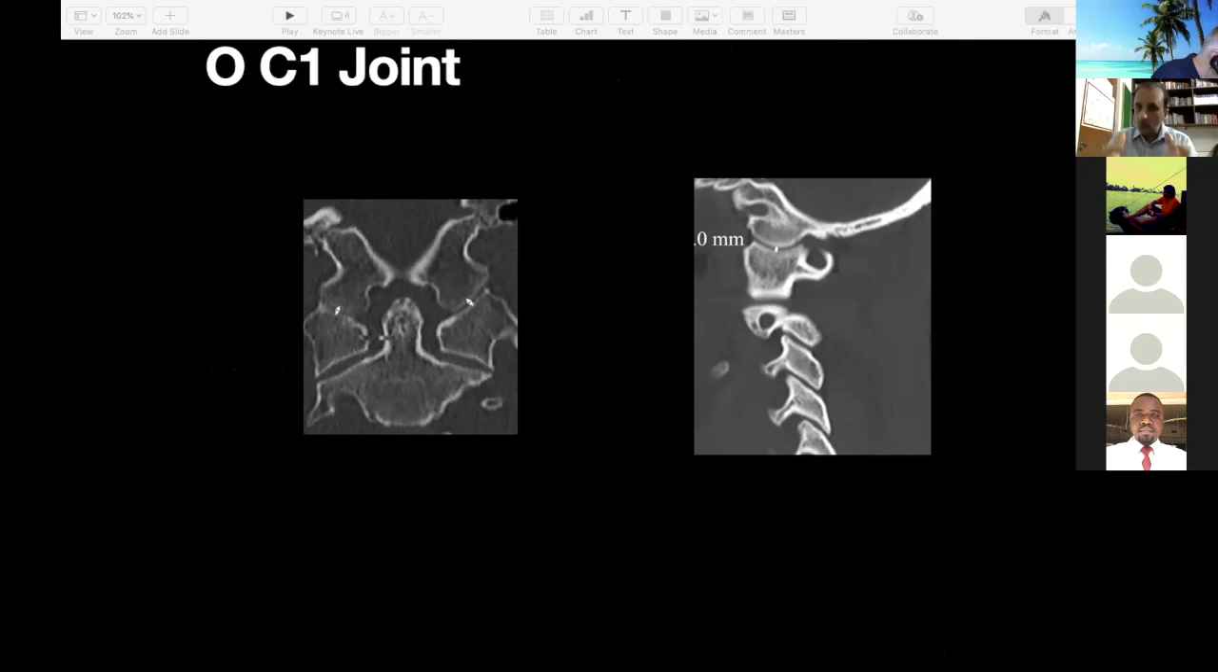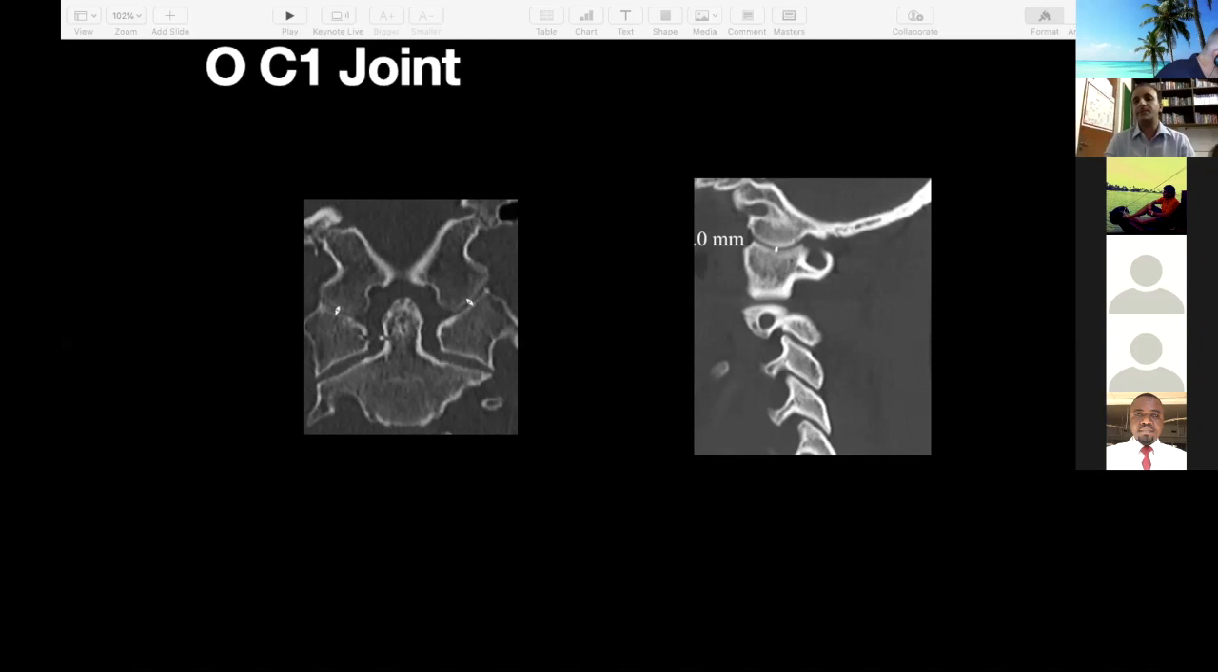So why am I focusing so much on OC1? So that when you are reading an abnormal CT or an abnormal MRI, you are able to understand what is happening to OC1, and where OC1 is, so that you know where C2 begins. Because in abnormal anatomy or in a pathological condition, you will not have the clear-cut anatomy that you see in normal cases.